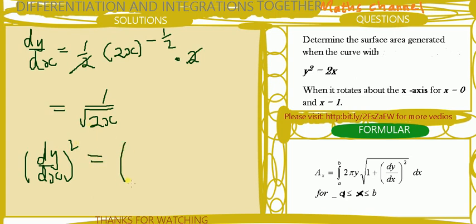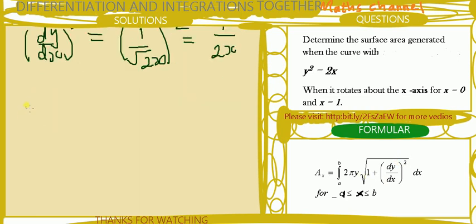So putting this one inside the equation, you have something like this, and then squaring it means you square the top part and the bottom part. Squaring 1 gives 1 squared, and squaring the bottom part gives 2x. Now we are done with the squaring part, and now we have to add 1. So we are taking this one and adding 1.